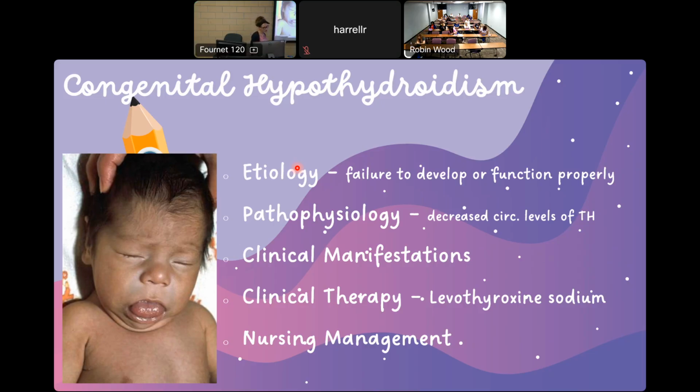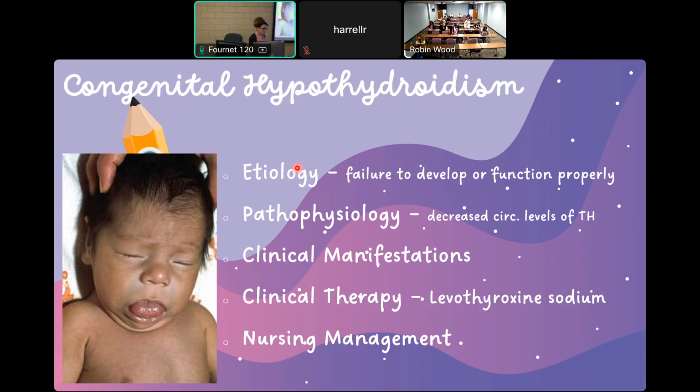So treatment-wise, our clinical therapy goal is to restore and maintain the normal thyroid state. And we'll do this by giving levothyroxine or Synthroid. And this is forever, unfortunately. The pharmacotherapy chapter 32.2 in your book goes over this. It should be pharm review.